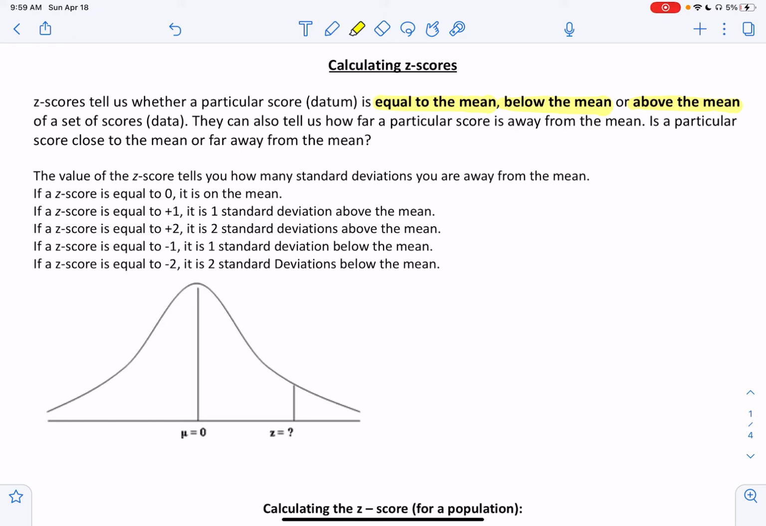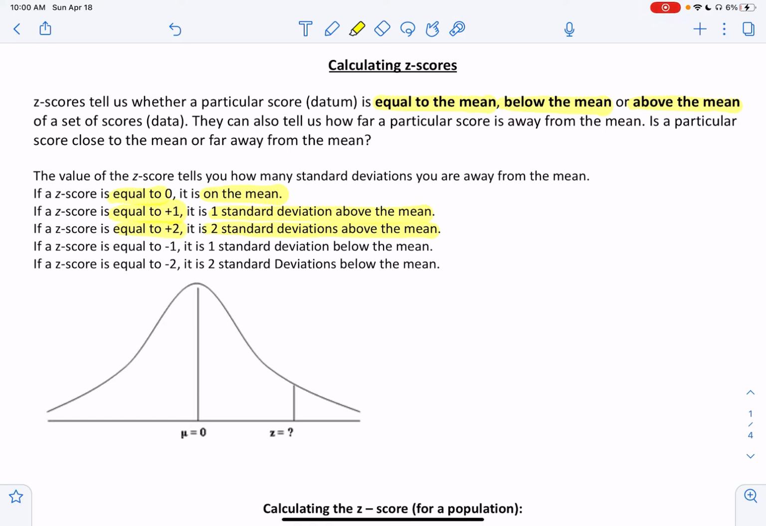Now when we get a z-score, and I'll show you how to do it in a second, but once we get that number, the value can tell us a few things. So if the score is equal to 0, then it's directly on the mean. If the score is equal to +1, then it is one standard deviation above the mean. Now, when we measure distance from our mean, we always measure it in standard deviations. So how many of our standard deviations is it from the mean? If a z-score is equal to +2, it's 2 standard deviations above the mean.